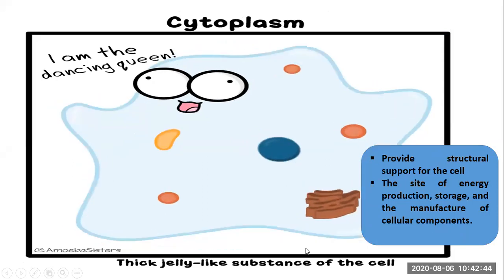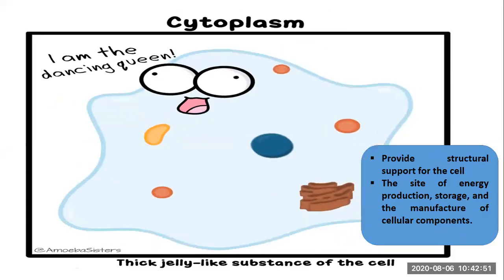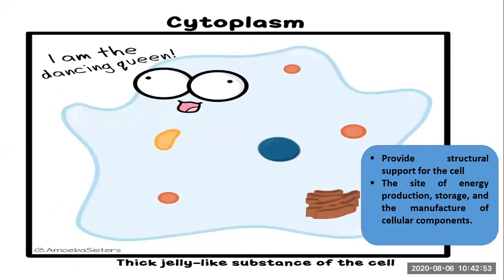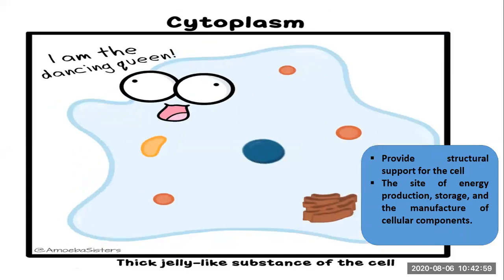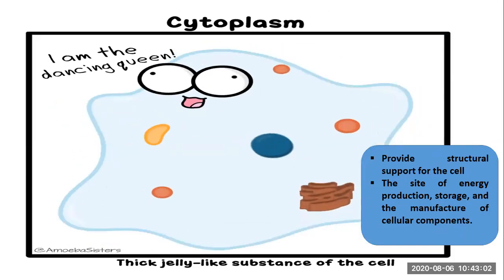Now this is the cytoplasm. As you can see, this is a jelly-like substance. So it is a thick jelly-like substance of the cell, and it provides structural support for the cell. Moreover, it also helps with energy production, storage, and the manufacturing of the different cellular components.